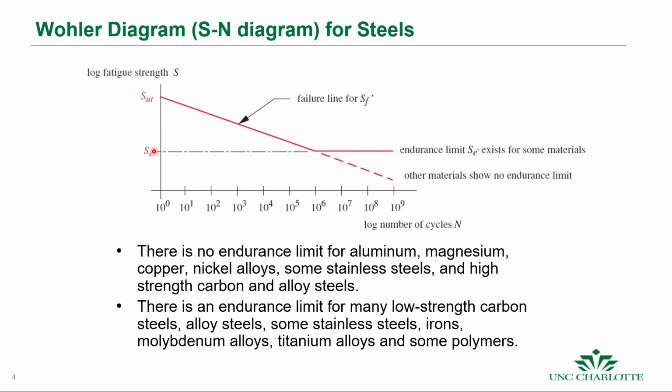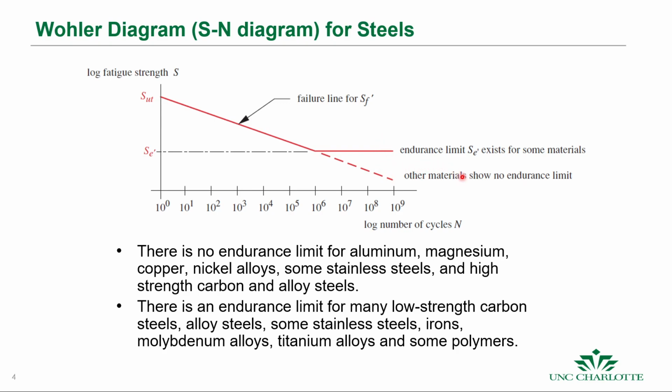And for some materials, like steels, like we said, there's this endurance limit that exists, so that if we're below those stresses all the way in this region, then the material will survive very, very, very many cycles. Other materials don't show this endurance limit, like aluminum. So you definitely need to remember those.